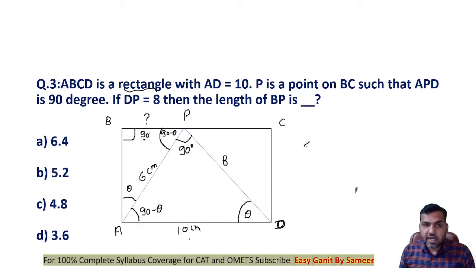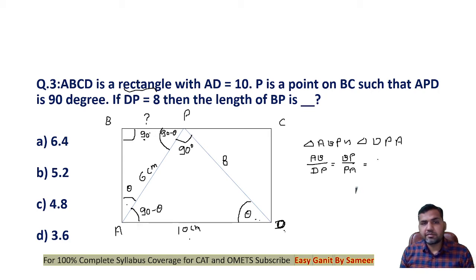Now you can see that triangle ABP is similar to triangle DPA, as at A we have an angle theta and at D we have the angle theta. These two triangles are similar. Now if these two triangles are similar, can I say that AB upon DP is equal to BP upon PA is equal to PA upon PD? What we need is the length of BP. Now BP is over here.